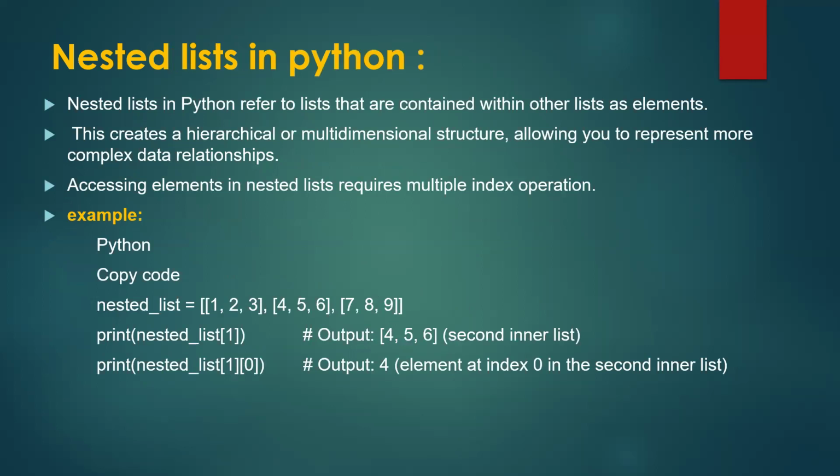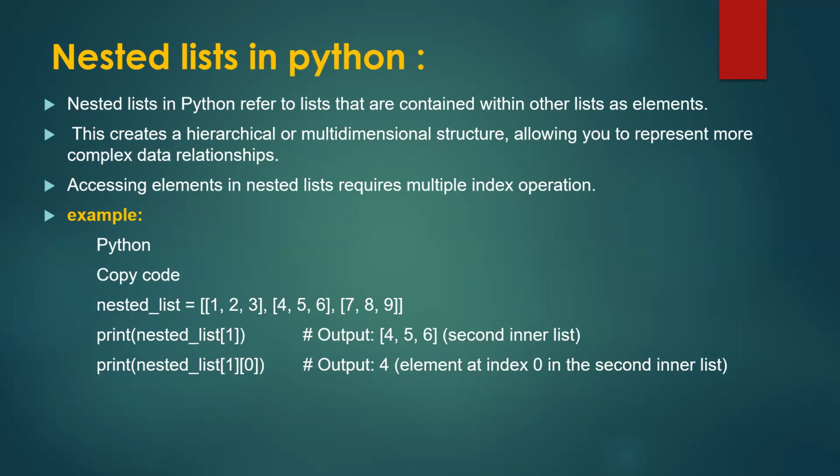Next, nested list in Python. It refers to a list that is contained within another list as an element, and this creates rich and multidimensional structures, allowing you to represent more complex data relationships. Accessing elements in nested lists requires multiple index operations.